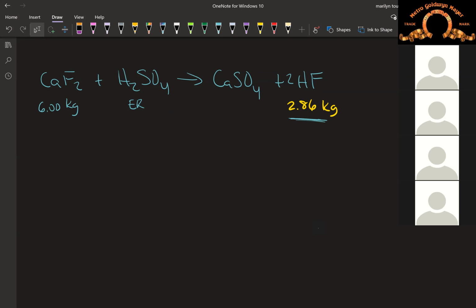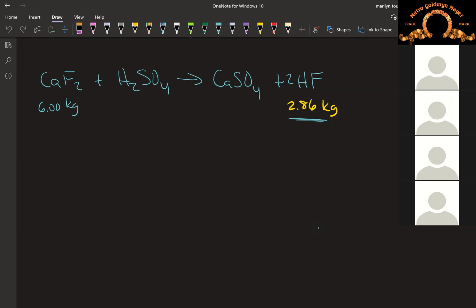Here's the actual question. In one process, 6 kilograms of CaF2 are treated with an excess of sulfuric acid. Oh, I shouldn't have written there. God darn it. So again, in one process, 6 kilograms of CaF2 are treated with an excess of sulfuric acid and yield 2.86 kilograms of HF. The question wants you to calculate the percent yield of HF.